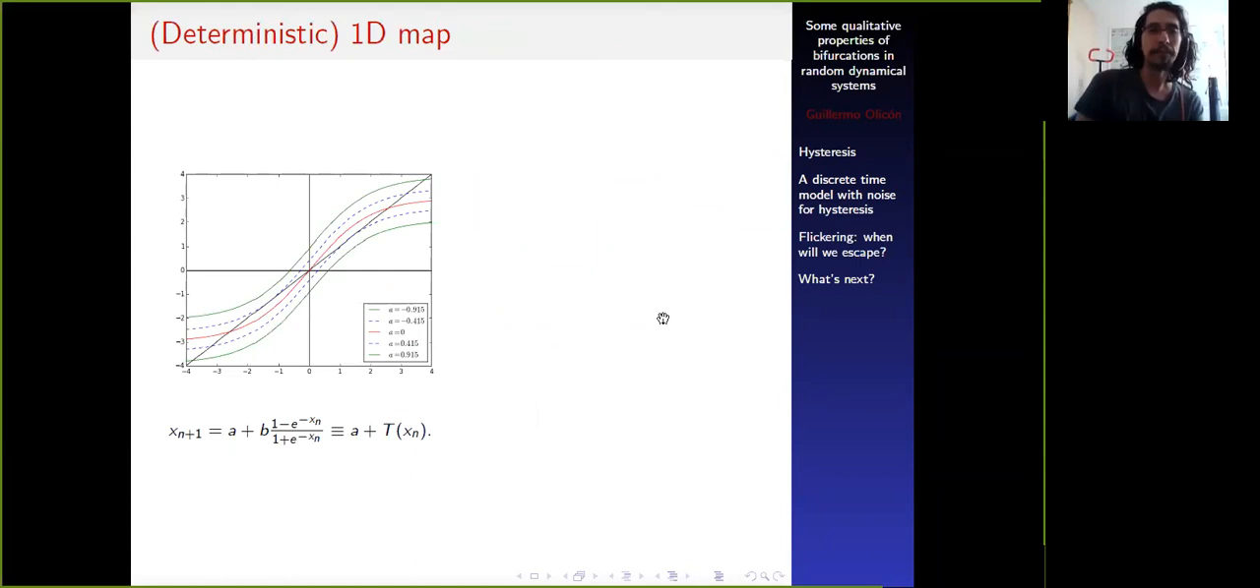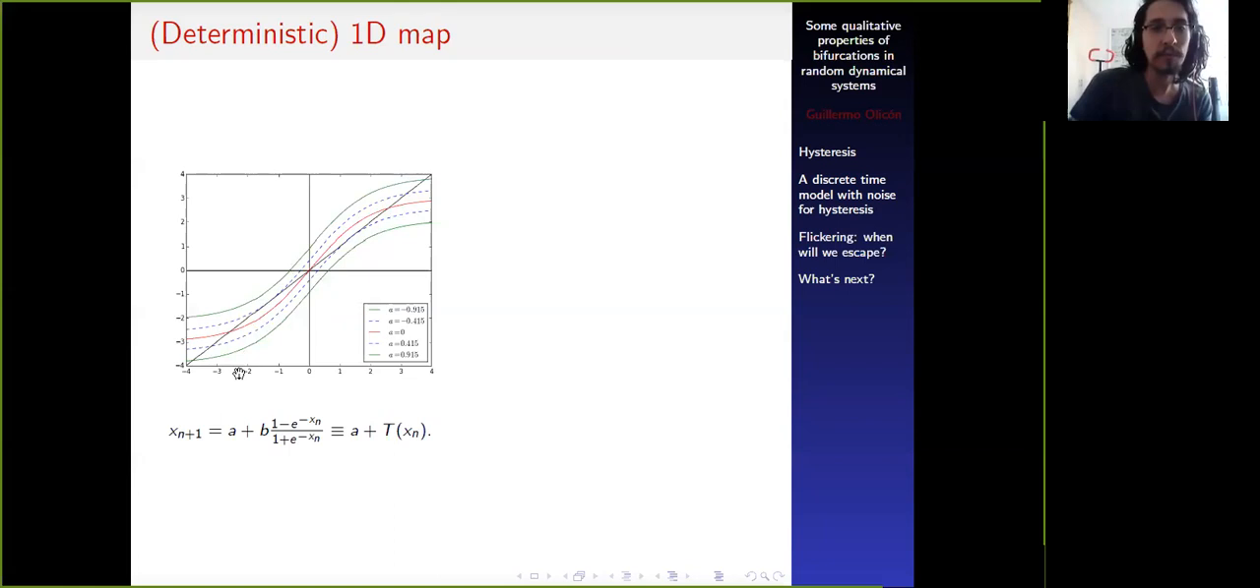So I'll be more precise here. We have in red color my deterministic map. So it has some sort of sigmoidal shape. Here you can see a better expression of what I mean by this red curve. And we have a parameter A that if we change it, if we make it larger or smaller, then we can have some qualitative changes in the system. So for example, for A equals zero, which would correspond to this red curve, we have three equilibria. The one in the middle is unstable, and the other two, which are the intersections with the identity line, these equilibria are stable fixed points.